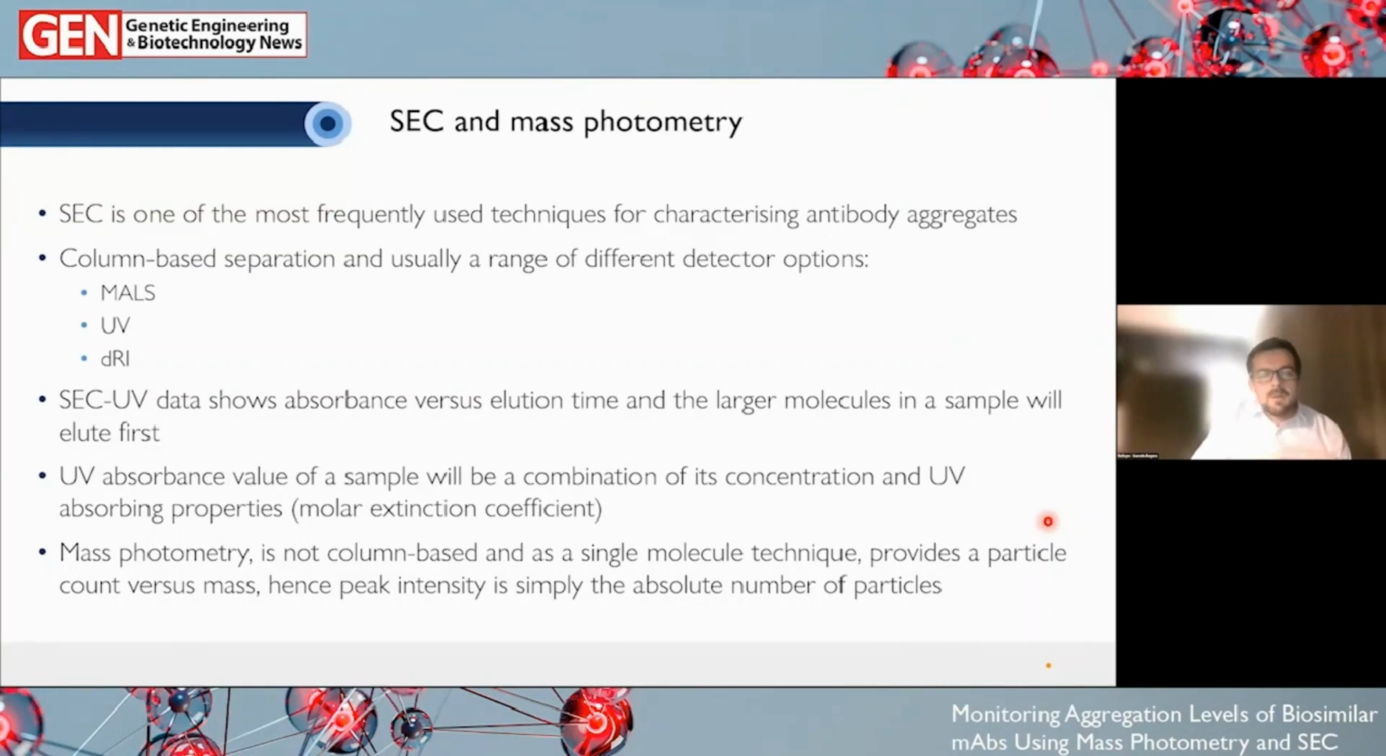In comparison, mass spectrometry is not column-based, and it is a single molecule technique, as I described earlier in the talk, and it provides a particle count versus mass. So the peak intensity in this case is simply the absolute number of particles.